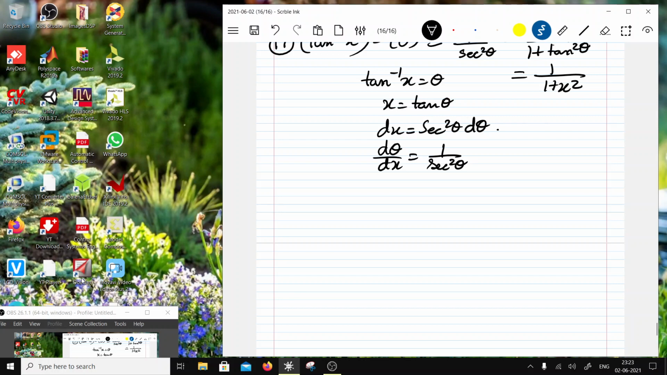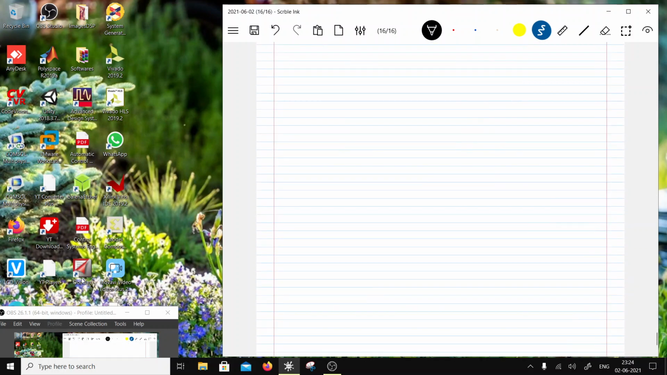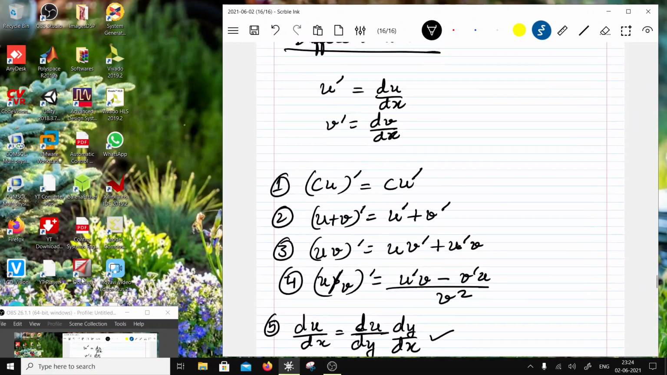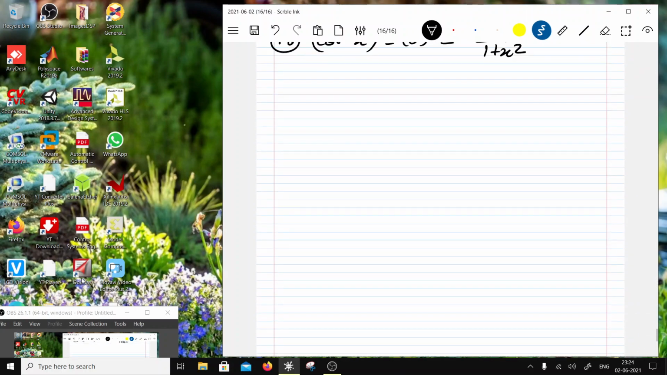Okay, and similarly I have got 18 here. I have cot inverse of x derivative, which will be again theta, and this will be minus cosec square theta. So answer will be 1 over 1 plus cot square theta, so it will be minus 1 over 1 plus x square. Okay, so this way we have the fundamental differential derivatives, right? Then I can do the differentiation now of any expression. Similarly, let's look for integration.